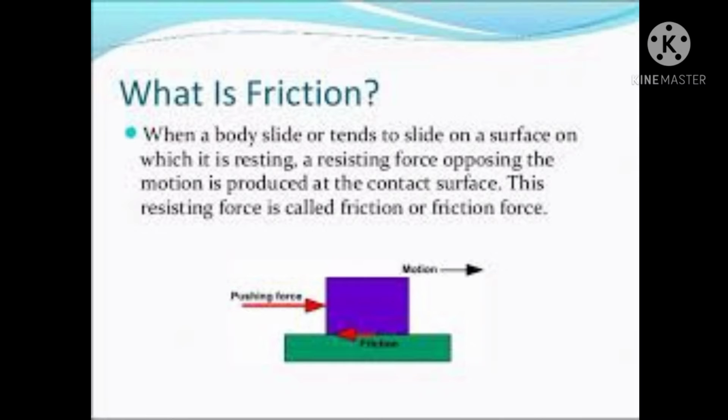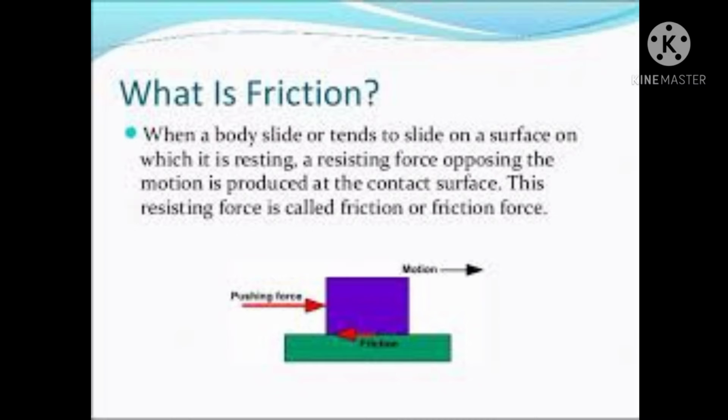See what is friction or friction force. When a body slides or tends to slide on a surface on which it is resting, some opposing or resisting force will be produced by that contact surface. This resisting force is called the friction or friction force. Okay, this is the friction force.